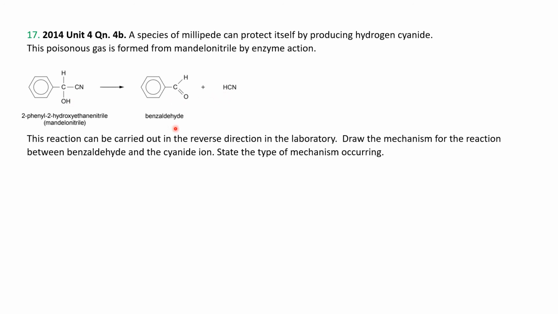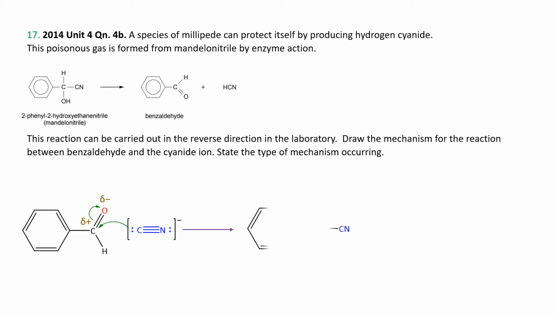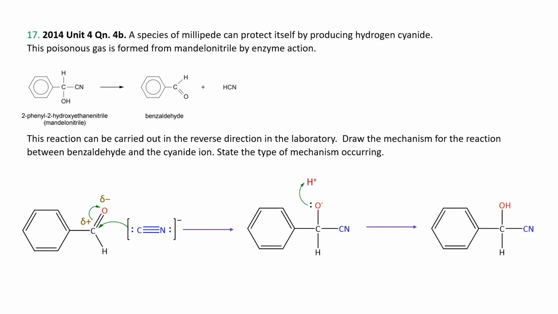Wouldn't that be fun? Anyway, you can do this in the reverse direction. Draw the mechanism for the reaction between benzaldehyde and cyanide. So there you go, that's our benzaldehyde. It's a carbonyl compound, slightly positive, slightly negative. There's the cyanide, which attacks the slightly positive carbon. Electrons move from the pi cloud to the oxygen as a lone pair, and then the H comes in to give us the OH bond there. And again, this is going to be a nucleophilic addition.